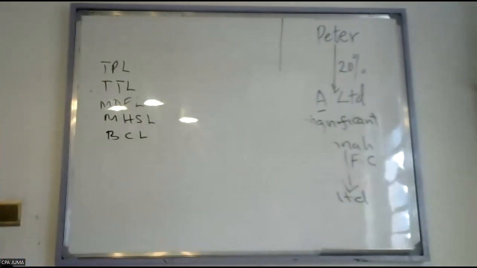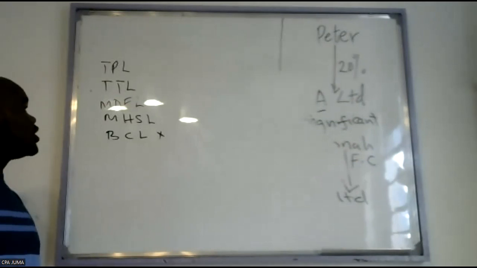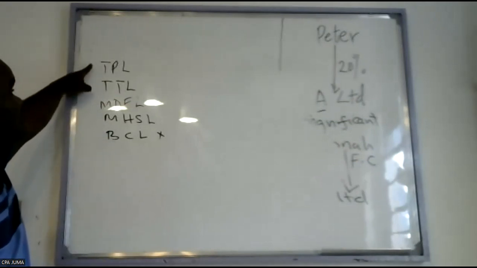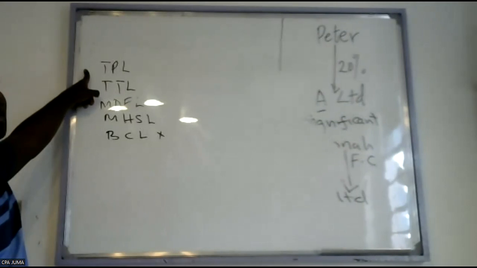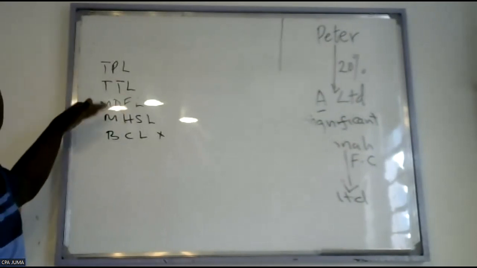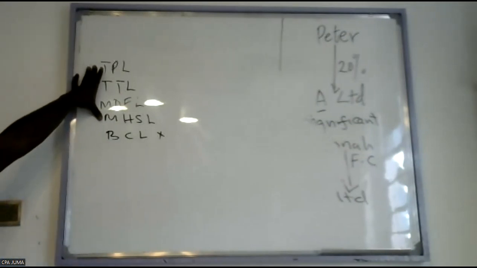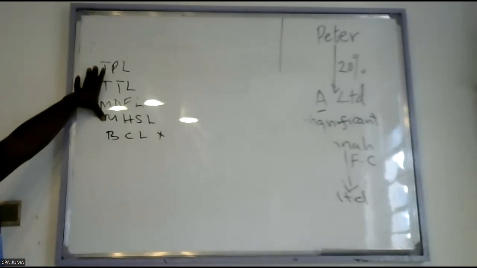BCL is not a related party from what we have seen. It is not a related party to any of these. These 4 are related because TPL and TTL are group members, TTL and MBFL, they have shared. From what we saw here of the 4, the first 4 are related parties. They are members of the same group.